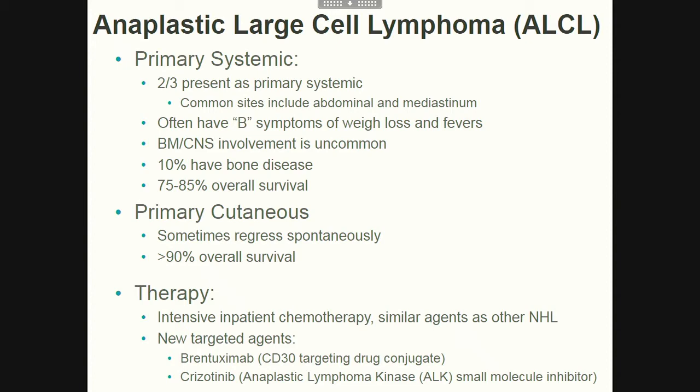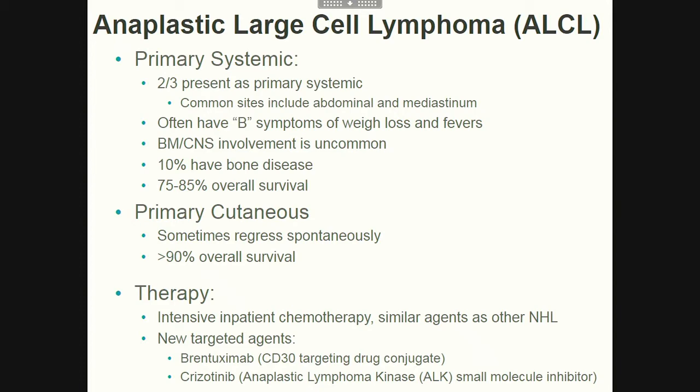Anaplastic large cell lymphoma. So there's 2 subtypes. It's almost always systemic, but you can also get cutaneous ALCL, which interestingly is an entity that can even regress spontaneously and has a very good survival. The majority of what we see is primary systemic, and often it presents in the abdomen or in the mediastinum. You can have B symptoms, and you can have bone marrow and CNS involvement, but it's actually pretty rare in ALCL, and the survival is pretty good with modern therapy.